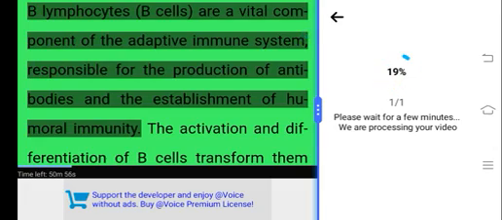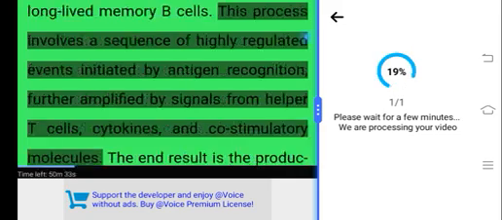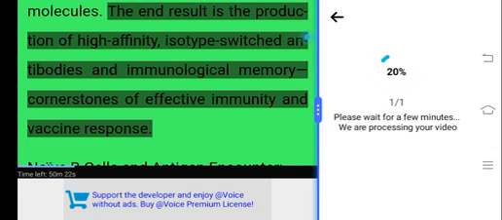B lymphocytes. B cells are a vital component of the adaptive immune system, responsible for the production of antibodies and the establishment of humoral immunity. The activation and differentiation of B cells transform them from naive, antigen-inexperienced cells into antibody-secreting plasma cells and long-lived memory B cells. This process involves a sequence of highly regulated events initiated by antigen recognition, further amplified by signals from helper T cells, cytokines, and co-stimulatory molecules. The end result is the production of high-affinity, isotype-switched antibodies and immunological memory, cornerstones of effective immunity and vaccine response.